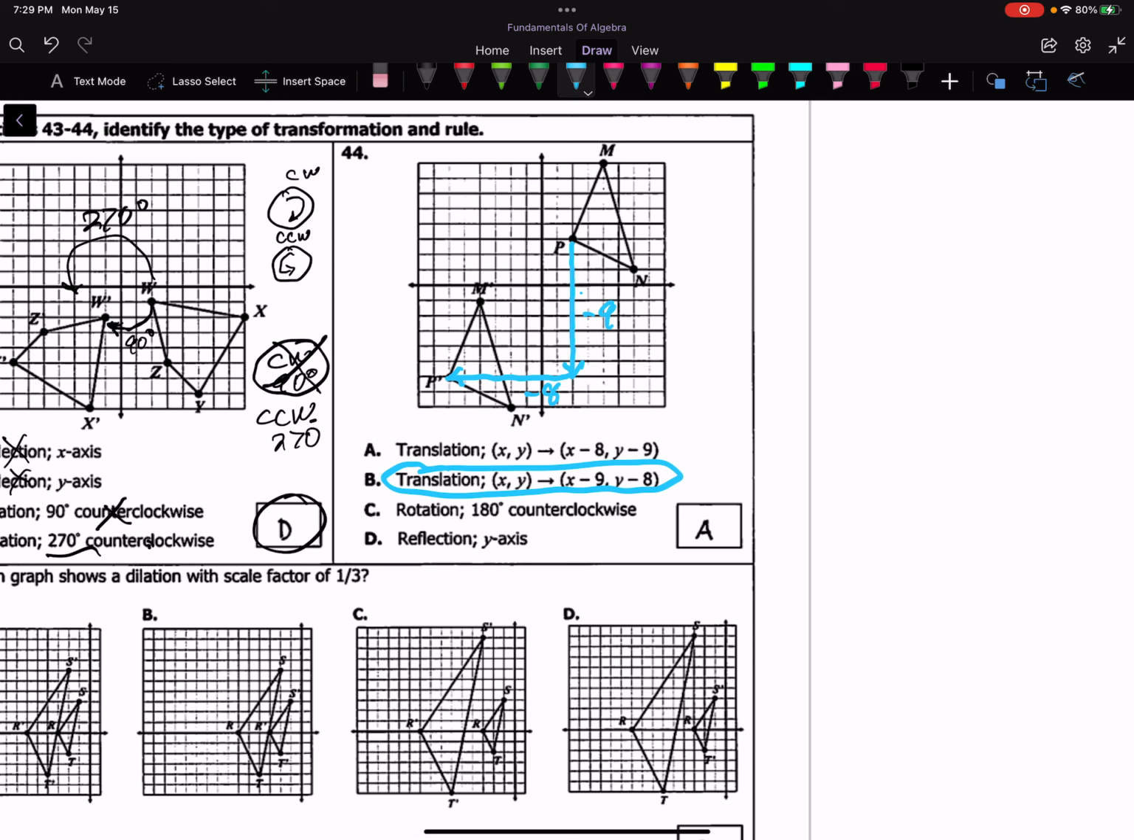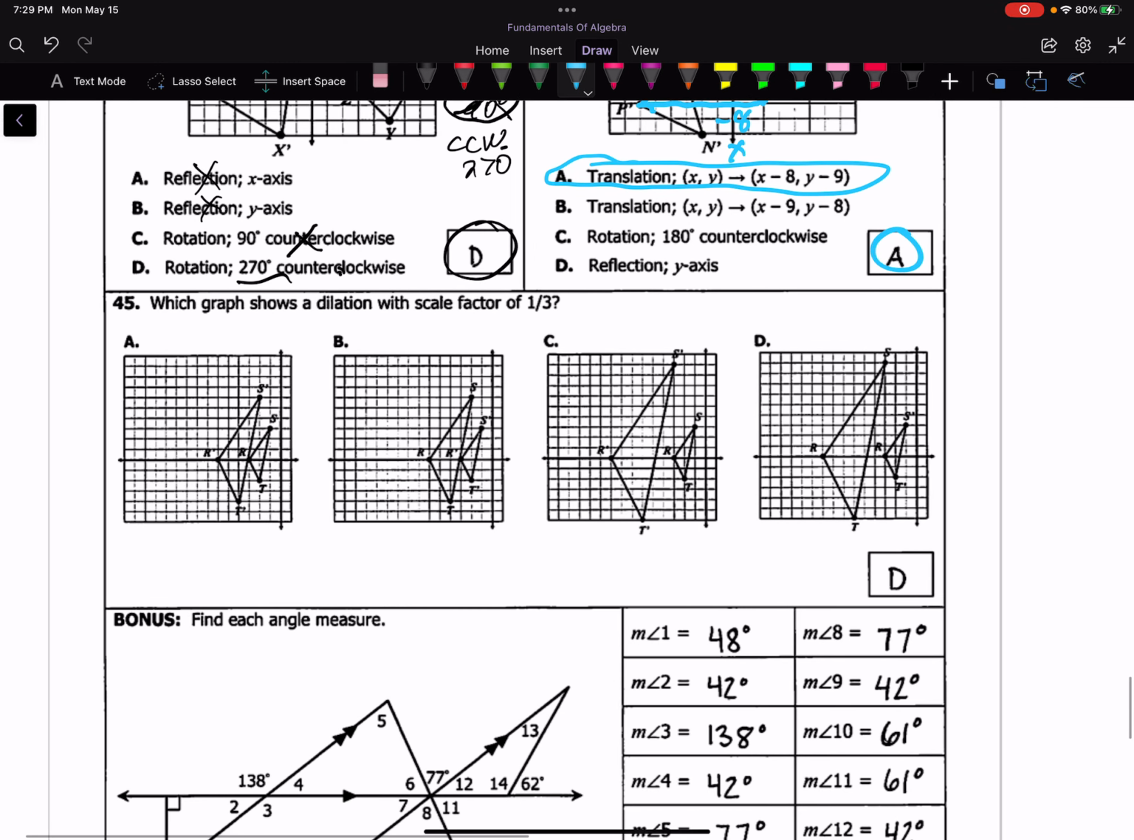Did I count it wrong? They say A here, so I must have counted wrong. 1, 2, 3, 4, 5, 6, 7, 8, 9. Oh, I know what I did. That's the up and down, and that is the Y value. This is Y, and this is the X. So I would have got that one wrong, but I would have corrected myself by looking at it. There's the right answer. It's minus 8, minus 9. So there we go. Now let's take a look at 45.